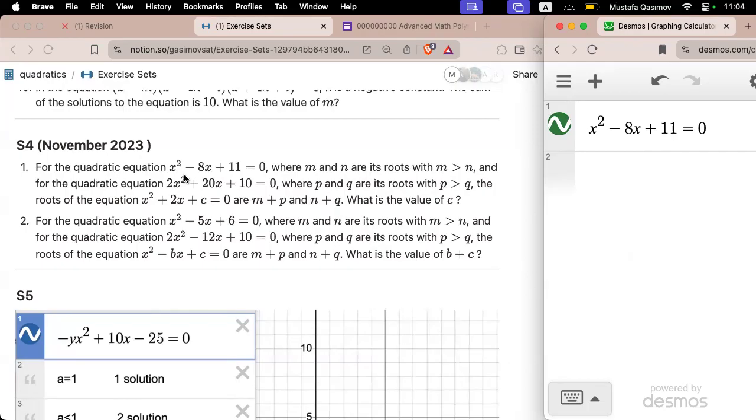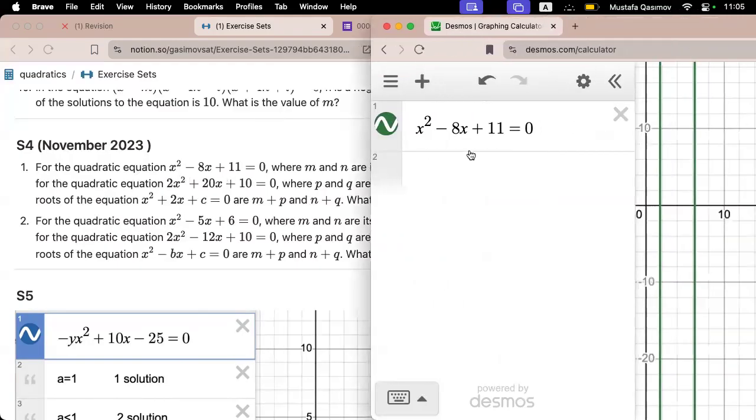And for this equation, x squared plus 2x plus c is equal to 0, the roots are n plus p and n plus q. For finding c, we have to use Vieta's, because c is equal to the multiplication of the roots, right? Multiplication of roots is equal to c over 1. Or you can use Desmos here.